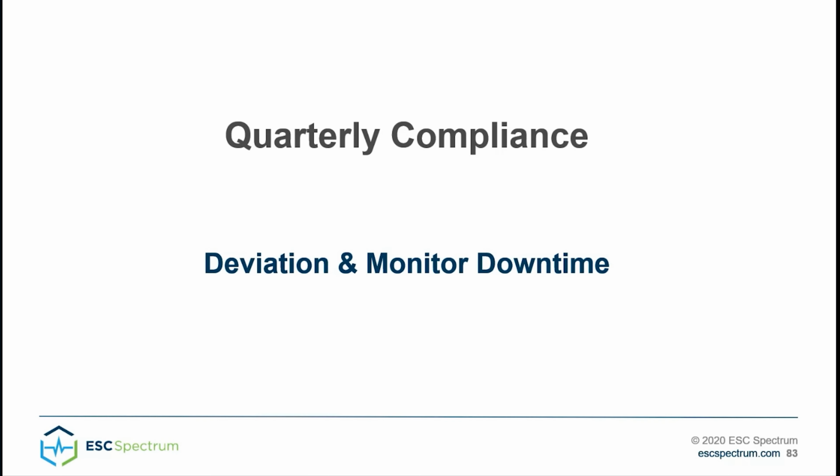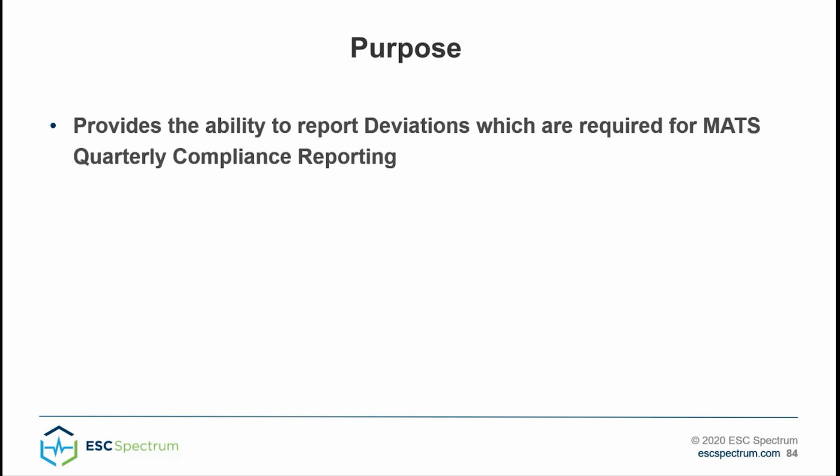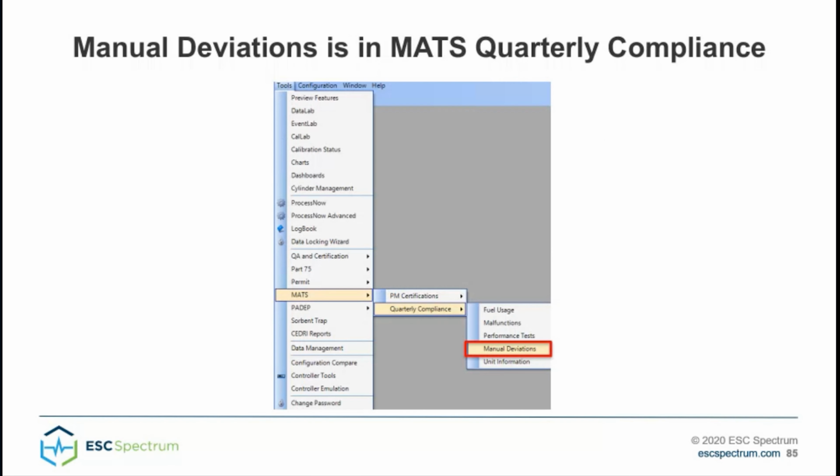And then this is a new UI area for the MATS quarterly compliance. Again, preview feature. And this is for deviations, which are required by the MATS quarterly compliance reporting. Before it was just fuel usage, malfunction, and unit information. So in 7.5 we added manual deviations, and then I'll be going over performance tests in a second.